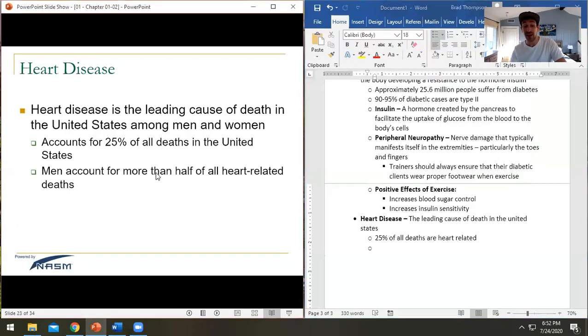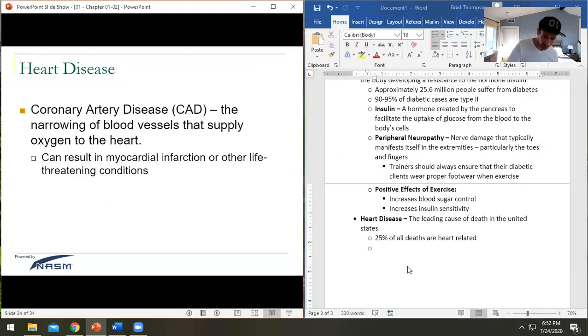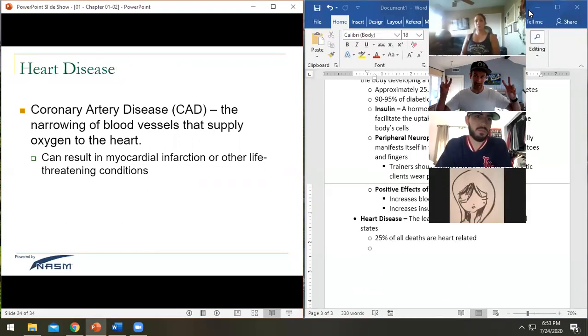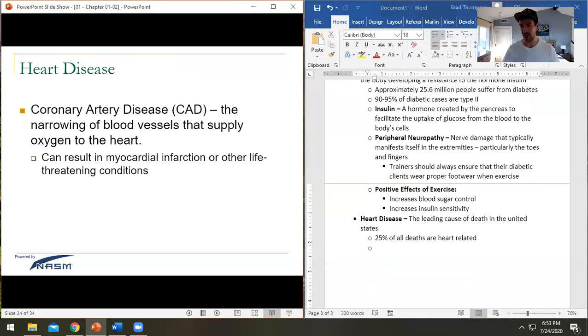And check this out, men are going to account for more than half of heart-related deaths. Now, I'm not going to go on record and say the cause for that, but you look at other things that are also common amongst the idea of what being a manly man is, and it involves eating lots of red meats and things like that, which are very high in cholesterol and saturated fats, which are directly related to heart disease. We can start to track where some of these things come from. So the most common of this is going to be coronary heart disease or coronary artery disease.